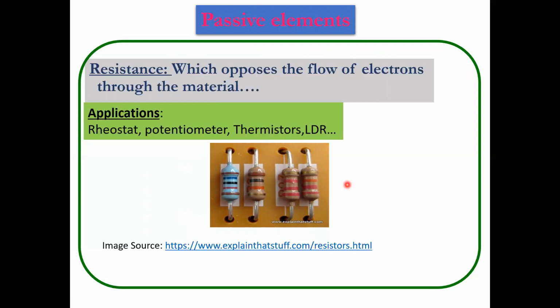Try to remember the average resistance value for a human being: it is approximately 1 kilo ohm. Depending on climatic changes, it may vary.